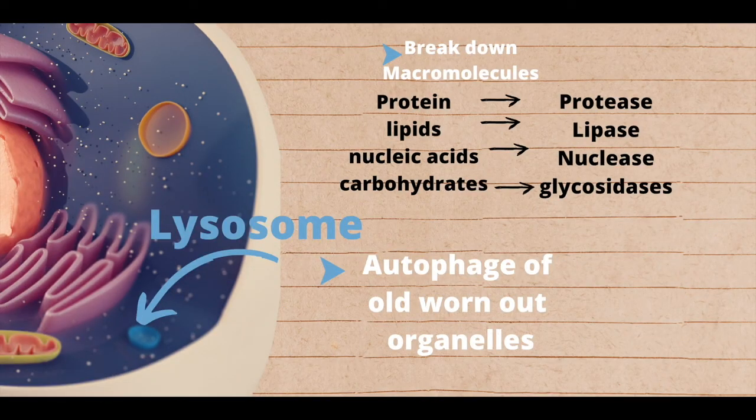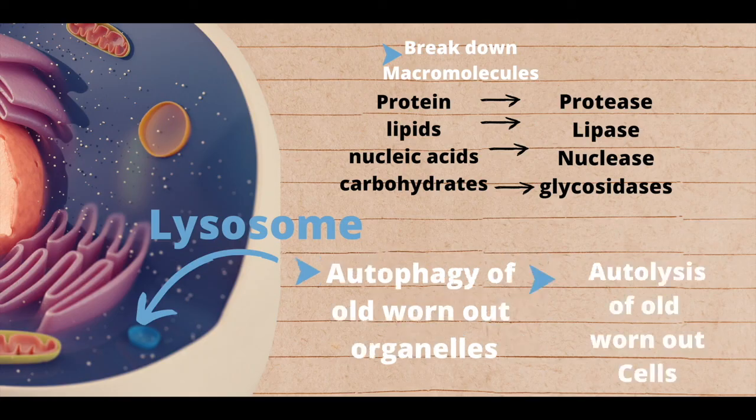The lysosome is also able to break down old, worn out organelles as well as cells that are no longer able to function. Basically, they're also old and worn out. Autophagy is when the lysosome takes the old, worn out organelles and breaks them down. And autolysis is when the lysosome takes the old, worn out cells and breaks them down. So autophagy and autolysis, this is something that the lysosomes also do.